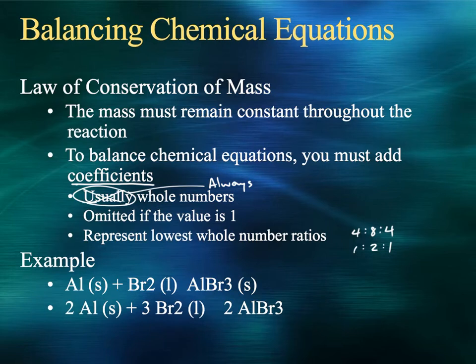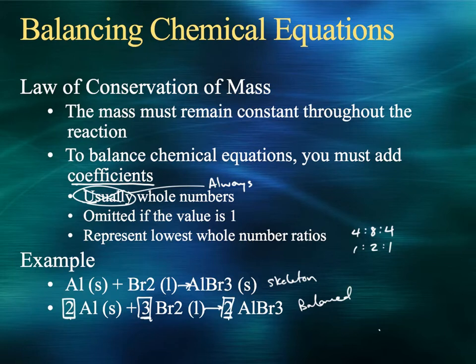All right, so down below, this is just giving us an example here of what this would look like. Here was our skeleton reaction. Okay, here, this is when it is balanced. Okay, I have put a coefficient in front of the aluminum, a coefficient in front of the bromine, okay, draw my arrow, and a coefficient in front of the aluminum bromide. I'll go ahead and box them so they stand out to you a little better.